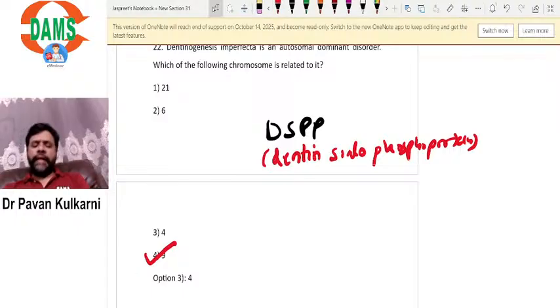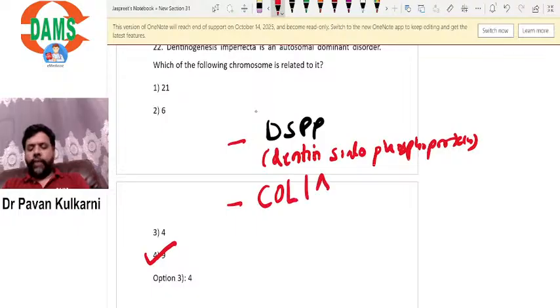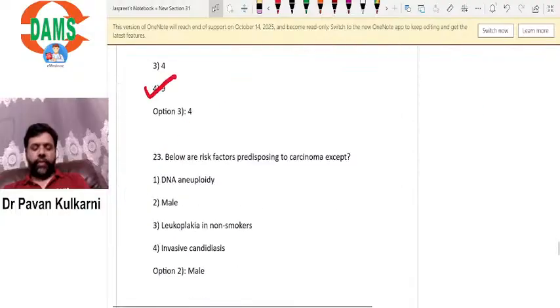We should also remember that there is one more gene that is mutated in case of dentinogenesis imperfecta. That is COL1A1 and COL1A2. What is COL? It stands for collagen. Collagen A1 and collagen A2 are the genes which are mutated in case of dentinogenesis imperfecta.